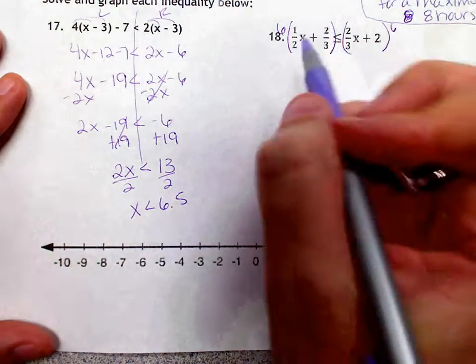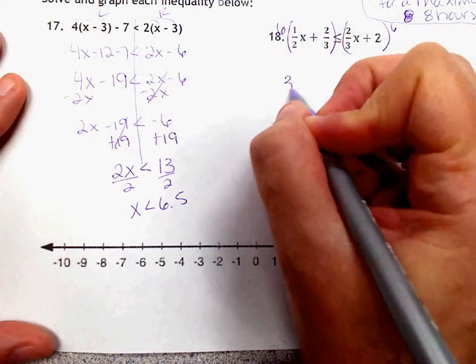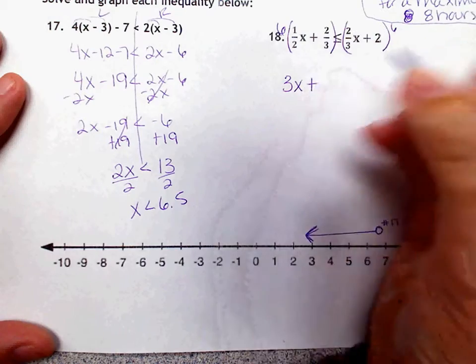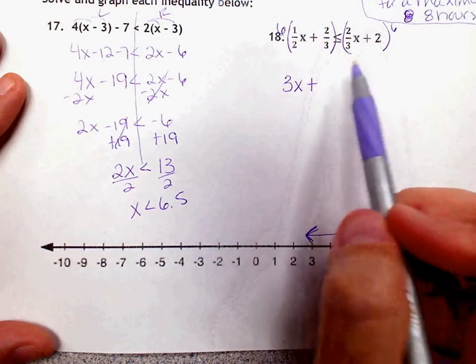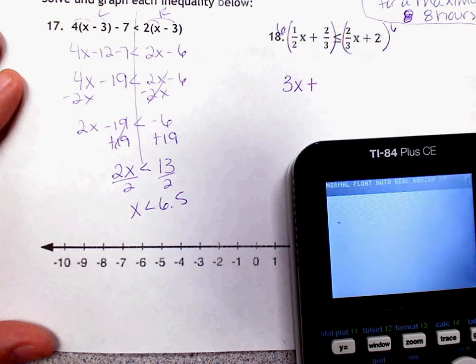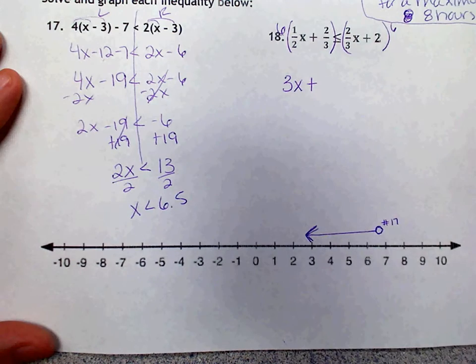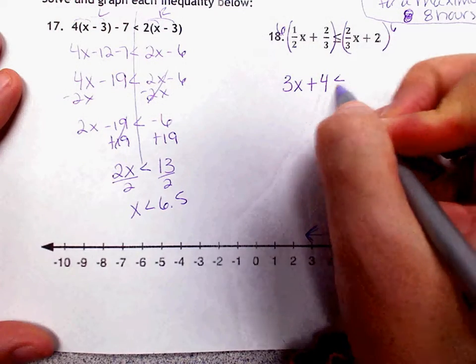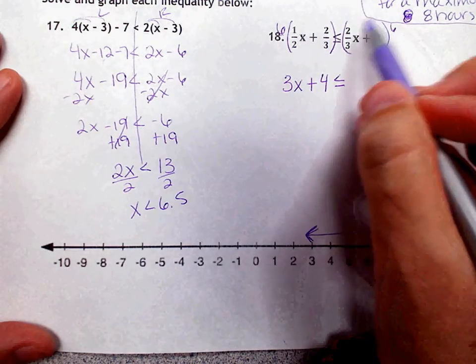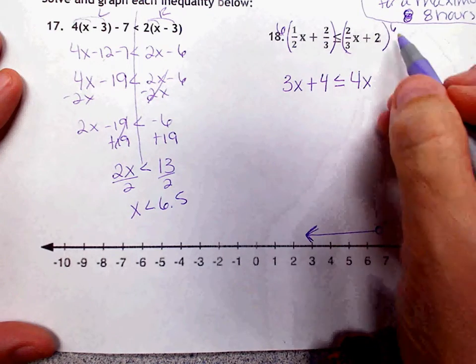And again, you're just distributing. So 6 times 1/2 is 3x plus, and then 6 times 2/3 is going to give us 4. Now again, if you want to use your calculator, you would just do 6 times and then 2 divided by 3, and that gives you 4. Is less than or equal to, again, 6 times 2/3 is going to give you 4x, and then 6 times 2 is 12.